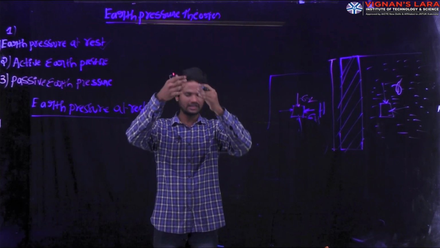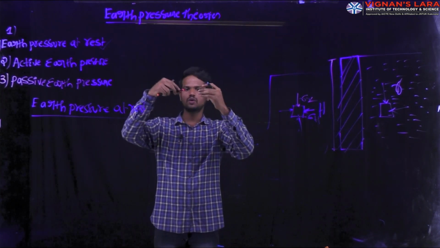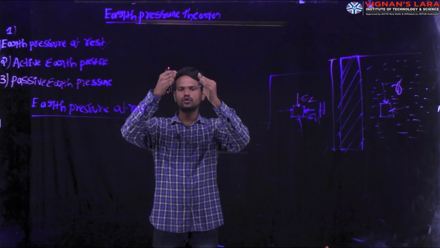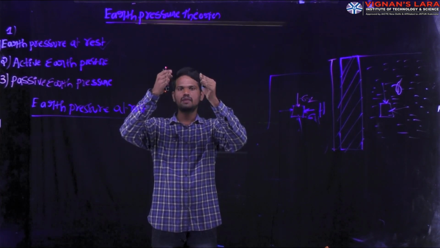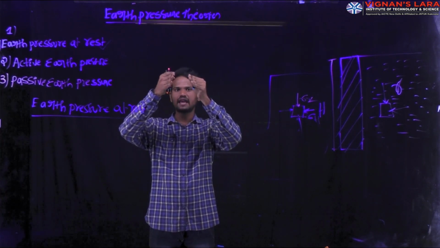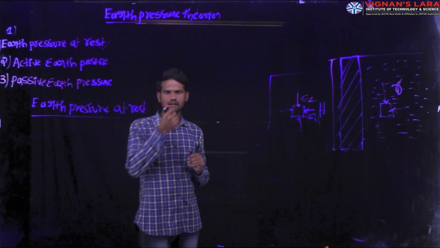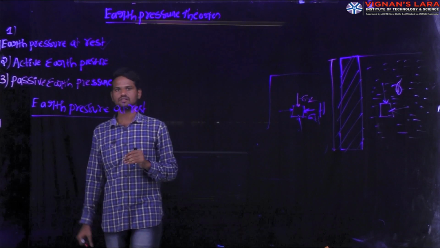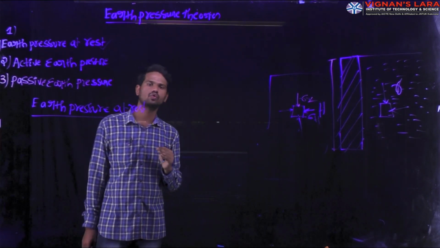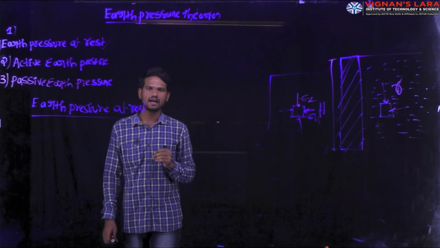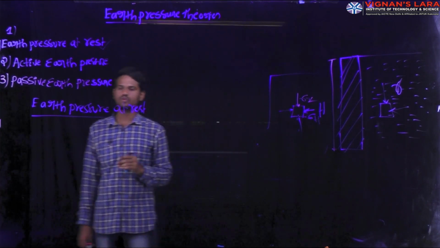That means if you take any one elastic body and apply a load, due to the application of the force, the member may deform, and if you remove the load, the member may return to its original position. Based on that stress-strain concept, based on Hooke's law, we are calculating the horizontal pressure as well as the vertical pressure.